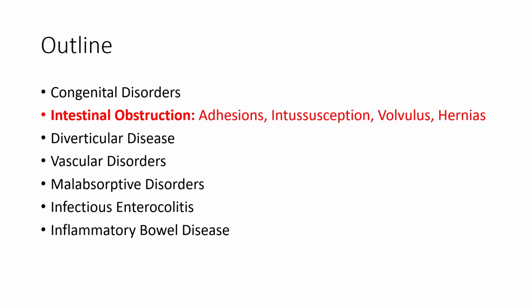Now we will talk about the different causes of intestinal obstruction. We will focus on adhesions, intussusception, volvulus, and hernias. To note, there are other causes of intestinal obstruction, such as tumors and strictures. Strictures can occur in Crohn's disease, as we will discuss later in this lecture.